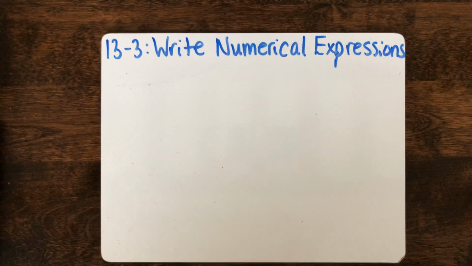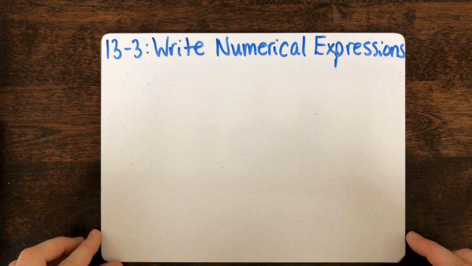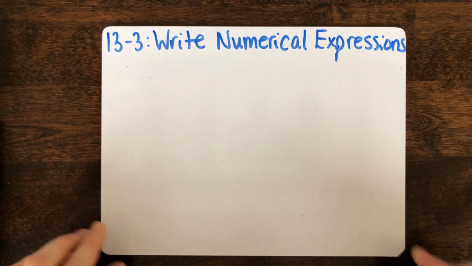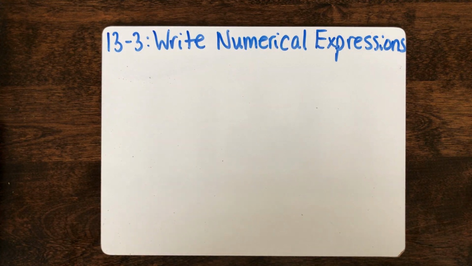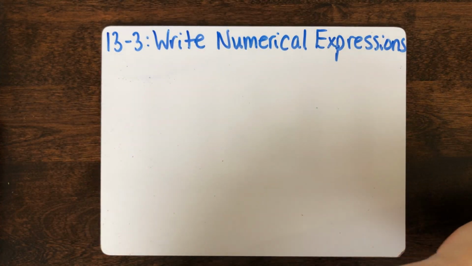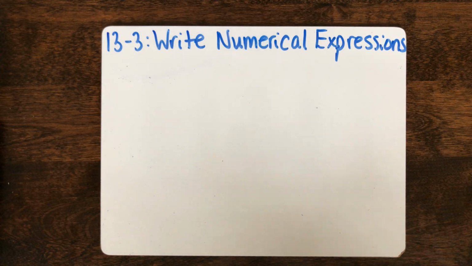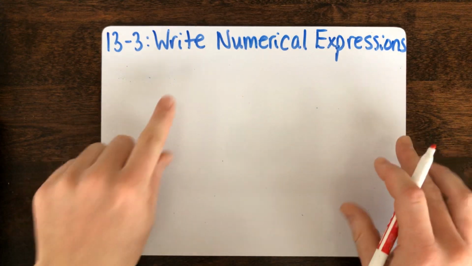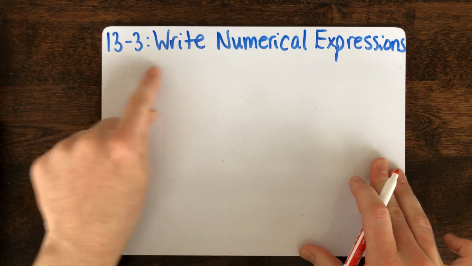Hello, fifth graders. So today we're going to be focusing on topic 13.3, which is write numerical expressions. So basically this is an addition to order of operations and evaluating expressions. What we're going to be doing today is I'm going to give you a sentence and you're going to have to write what the expression looks like. In order to even begin this, we need to go over some vocabulary. So I'm going to write down some vocabulary, and I'm going to ask you what this stands for.